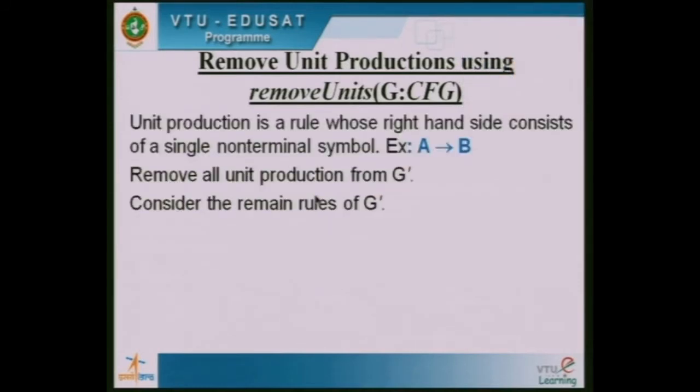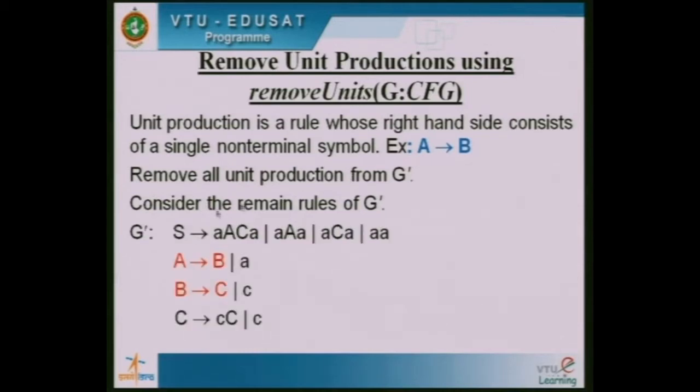Next, we must go for removing unit productions. As we discussed, a unit production is a rule whose RHS consists of a single non-terminal symbol, that is A tends to B. So if at all there are any unit productions, they must be eliminated. Consider G dash, which is the grammar obtained after eliminating epsilon productions. Are there any unit productions in this grammar? Yes. A tends to B, B tends to C are the two unit productions present in this grammar.